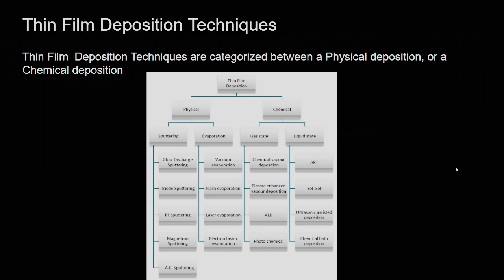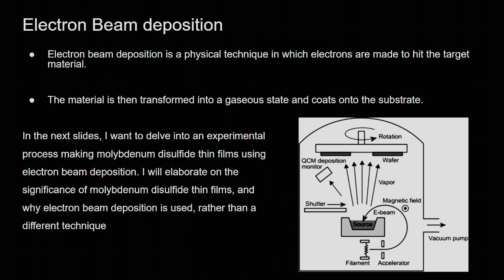As we can see from this image, there are a huge variety of different techniques, like laser evaporation, chemical baths, or sputtering. However, when creating a thin film, we want to use the simplest technique with the lowest cost that produces the highest quality possible. So I want to go over specifically electron beam deposition in this presentation. Electron beam deposition is a physical deposition technique that involves evaporation. And I want to give an experimental example using this technique.